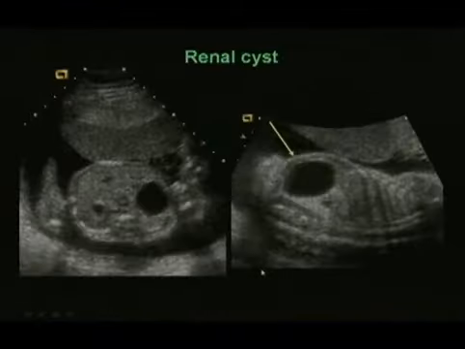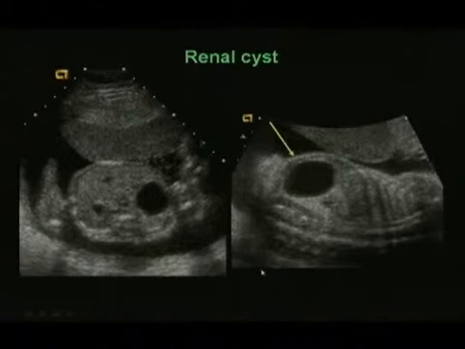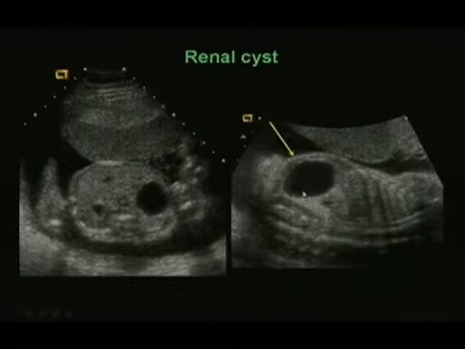normal. Here's another fetus with a large renal cyst extending off the lower pole of the right kidney. Here's the kidney, here's the cyst, here is the kidney here longitudinally with the cyst extending off the lower pole.